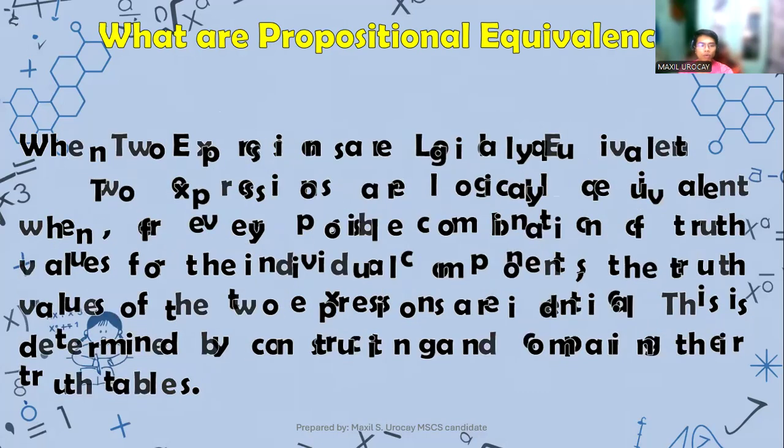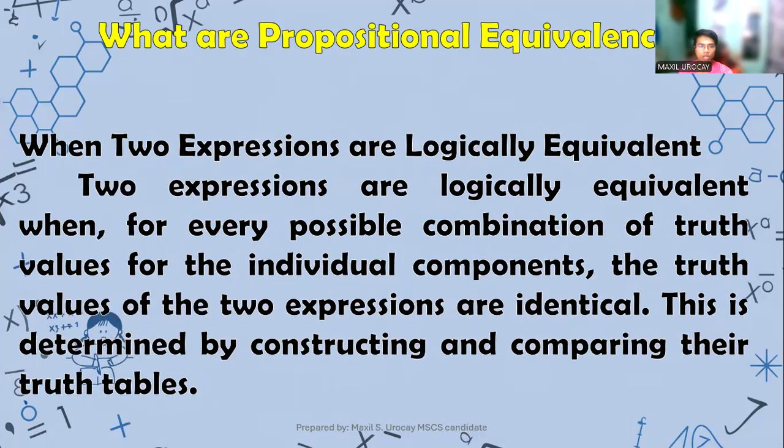Or laws. When two expressions are logically equivalent, if the first rule here and the second rule here are equal to each other, therefore they are equivalent to each other. They are logically equivalent when, for every possible combination of truth values of the component propositions, the truth values of the two expressions are identical. It is determined by constructing and comparing their truth tables.